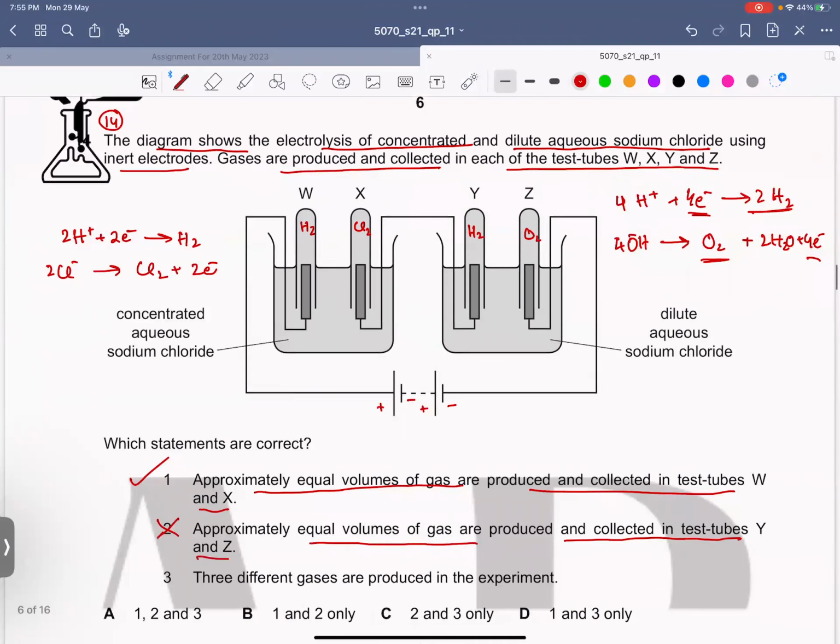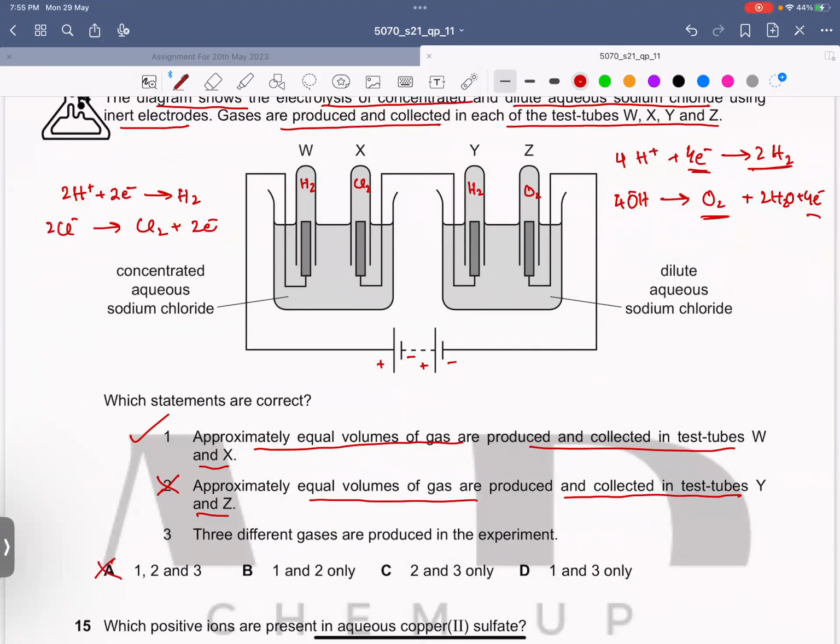The statement that approximately equal volume of gases are produced and collected in test tube Y and Z is wrong. If the second statement is wrong, see, A, B, and C all three go wrong. So you don't need to work on the third statement. Is this clear? If anyone has any doubt or confusion, do ask. No, sir.